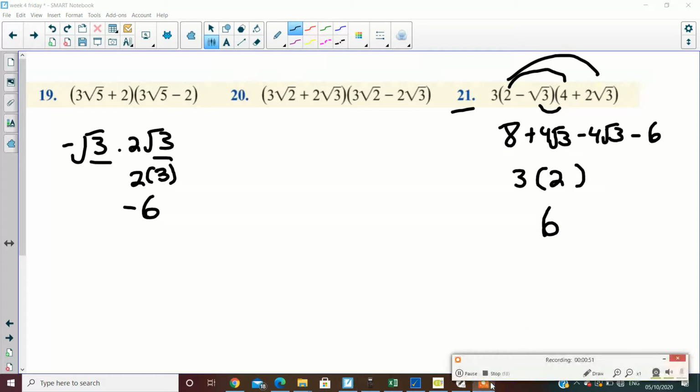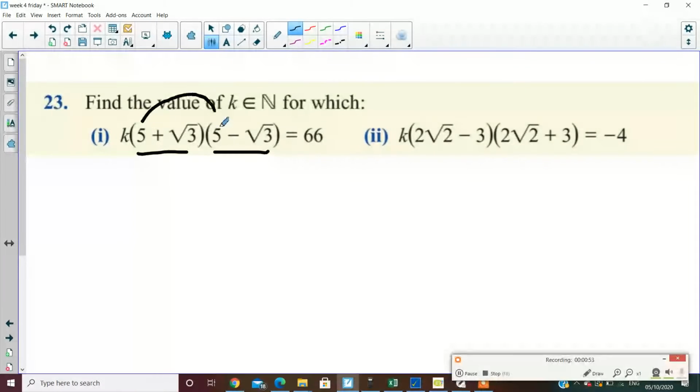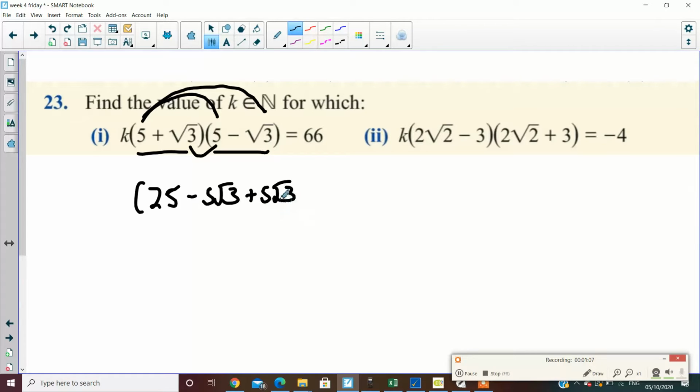How many people got 6? Oh, 5 times 5? Yeah. 5 times minus root 3? Yeah. Root 3 times 5? Excellent. And finally, root 3 by root 3 would be? But one of them's a minus, so it would be? Awesome. What happens here then? 5 root 3 is? 25 take away 3.